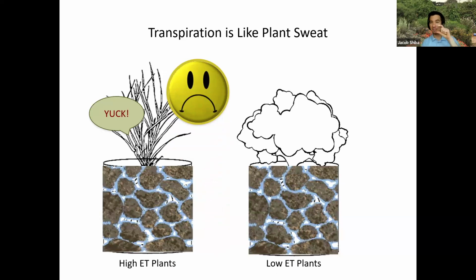Cool season grasses typically have a very shallow root zone, which I'll show you in the next slide, which has a great impact on the quality of soil, as well as that water holding capacity.